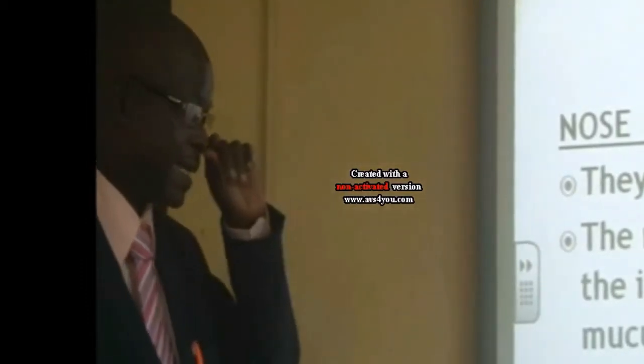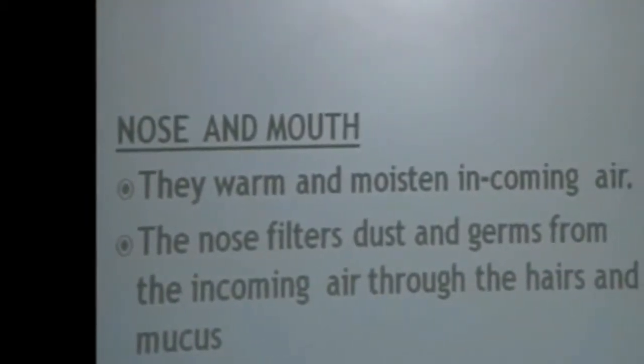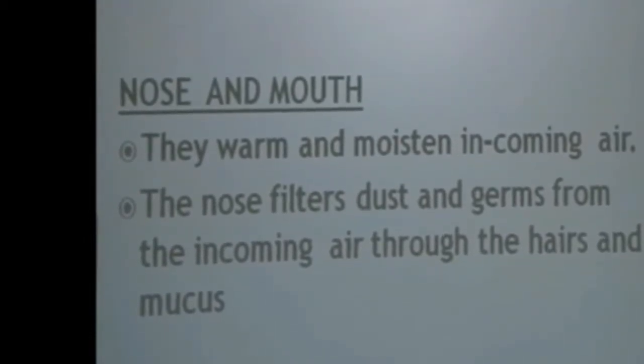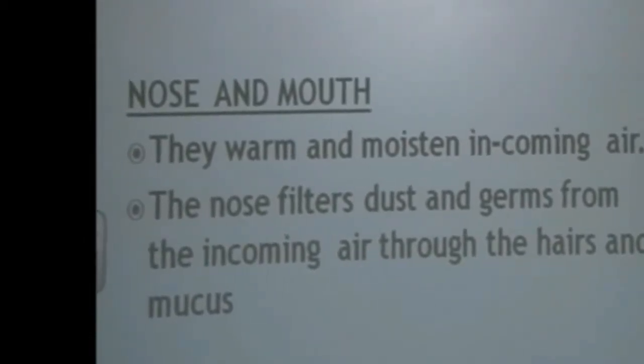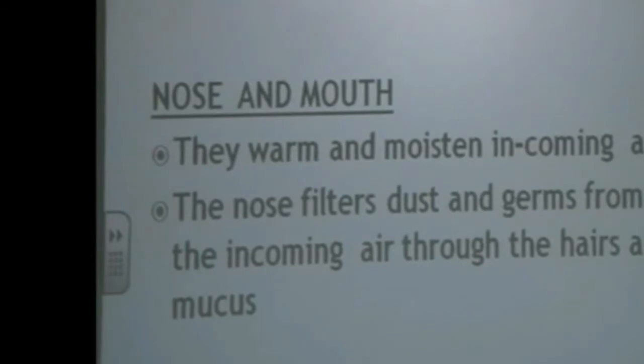Now, like I said earlier, air comes in through the nose and the mouth. When the air comes in through the nose and the mouth, the nose and the mouth warm and moisten the incoming air. That's the first thing. And the second thing here is that the nose filters dust and germs from the incoming air through the hairs and mucus.